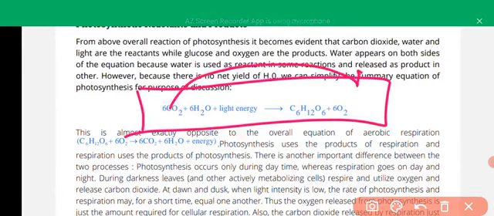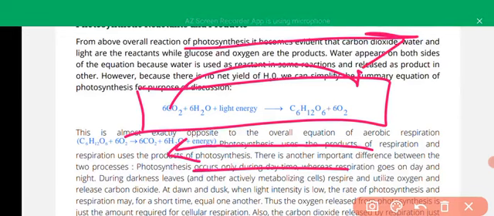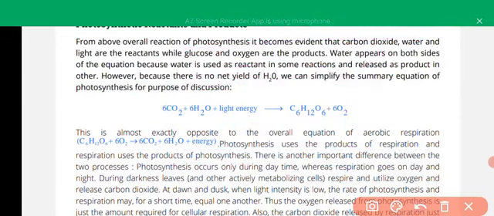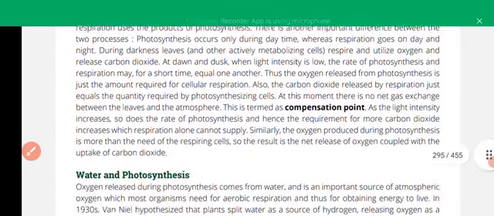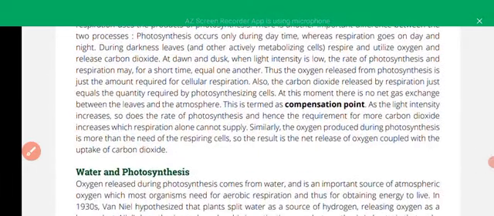Carbon dioxide forms glucose. It is exactly the opposite of respiration. If glucose and oxygen are used to form carbon dioxide and water, this is called respiration. Here is respiration and here is photosynthesis. Photosynthesis uses the products of respiration, and respiration uses the products of photosynthesis. Respiration occurs throughout day and night, while photosynthesis occurs only in the daytime, in light.